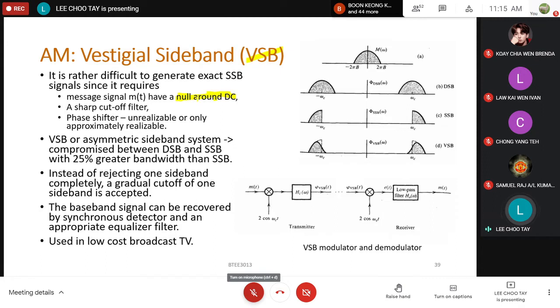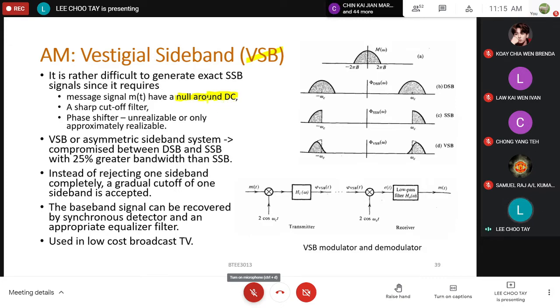You can still use SSB to transmit speech, but the receiver will hear a voice that is different from the original one, because a lot of the low frequency component has been attenuated. So the pitch is slightly different now, but the message is still the same.